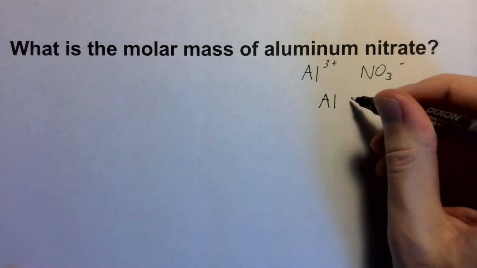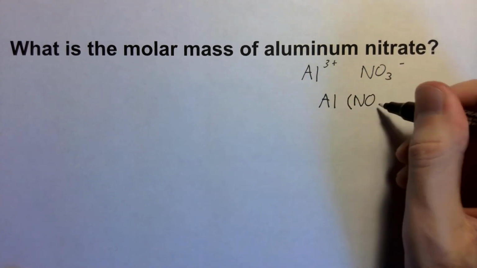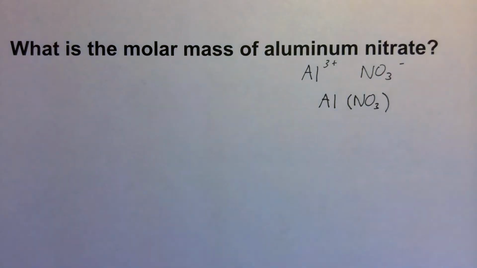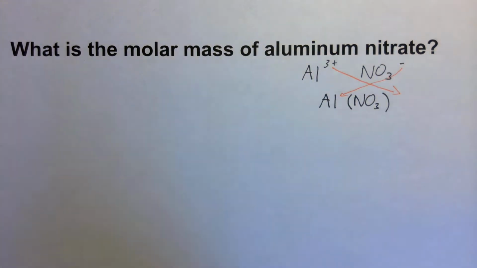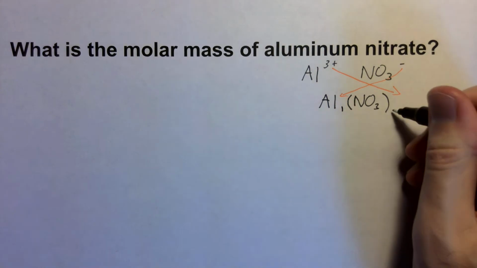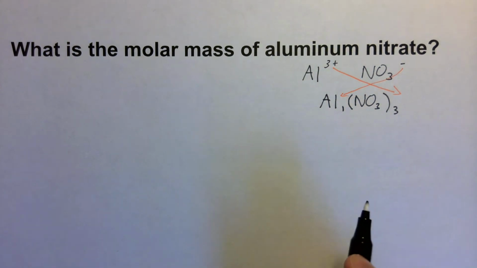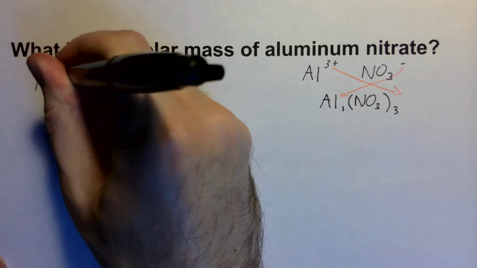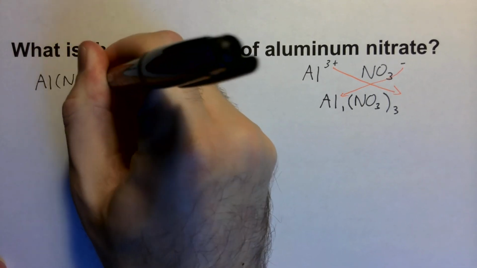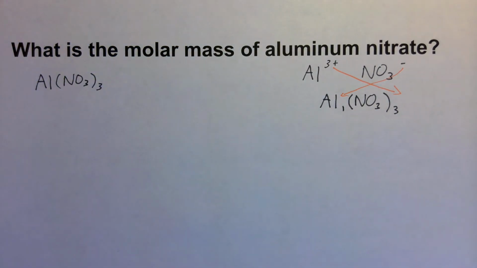So I will rewrite the Al and then the NO3. Crisscross them, that gives us 1 aluminum and then 3 nitrates, which we would rewrite as being Al(NO3)3. Alright, so we've identified our chemical formula. Now we can start to figure out the molar mass.